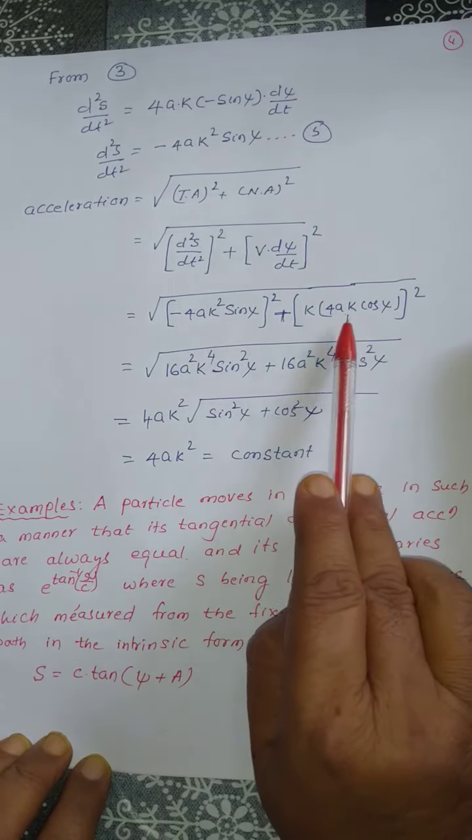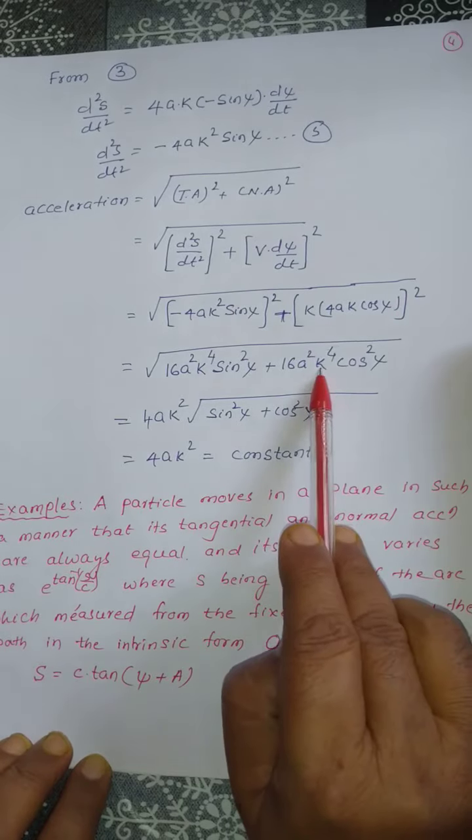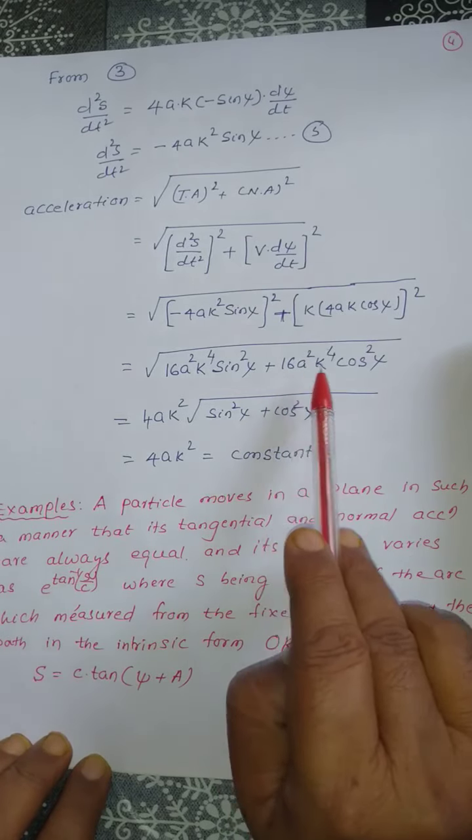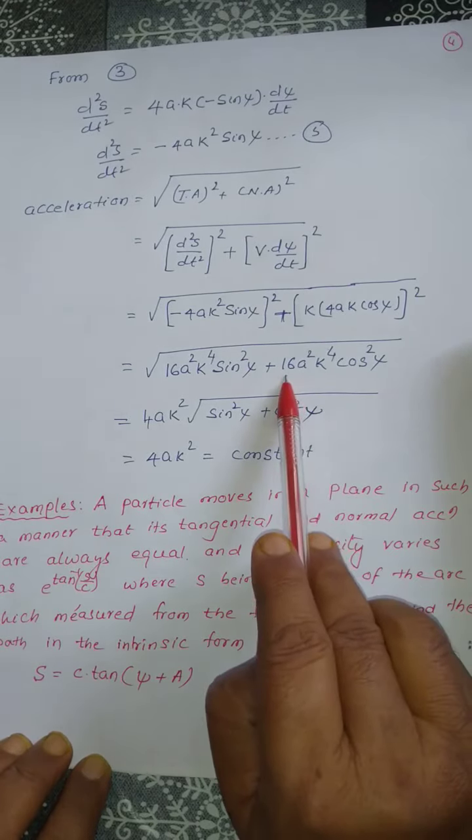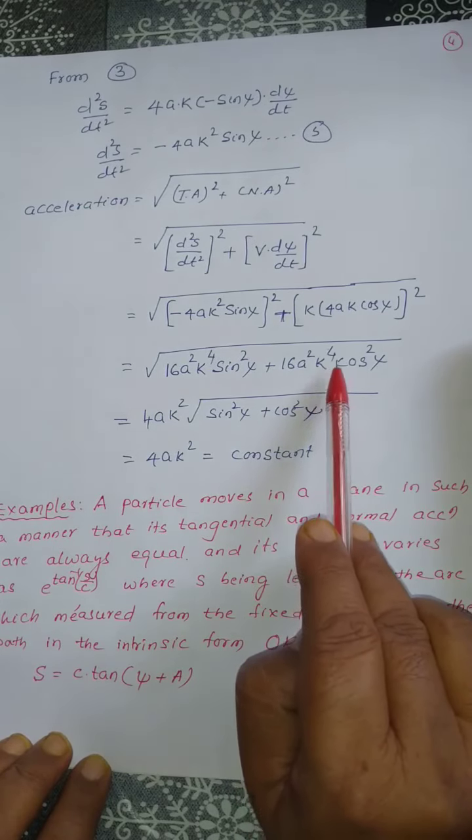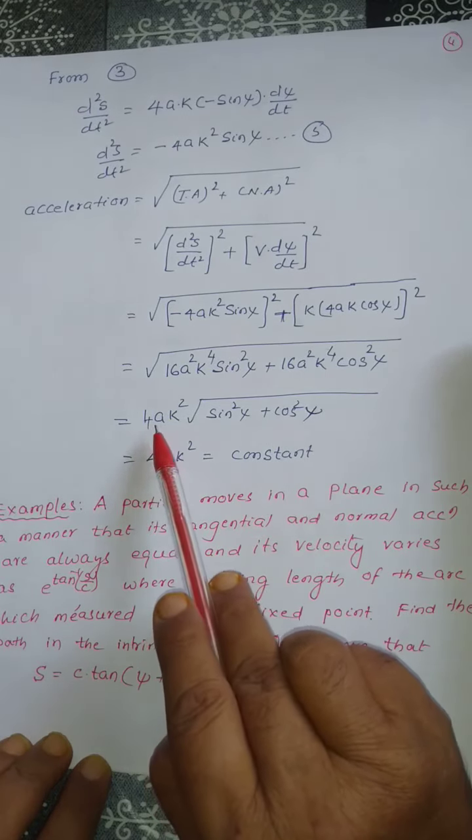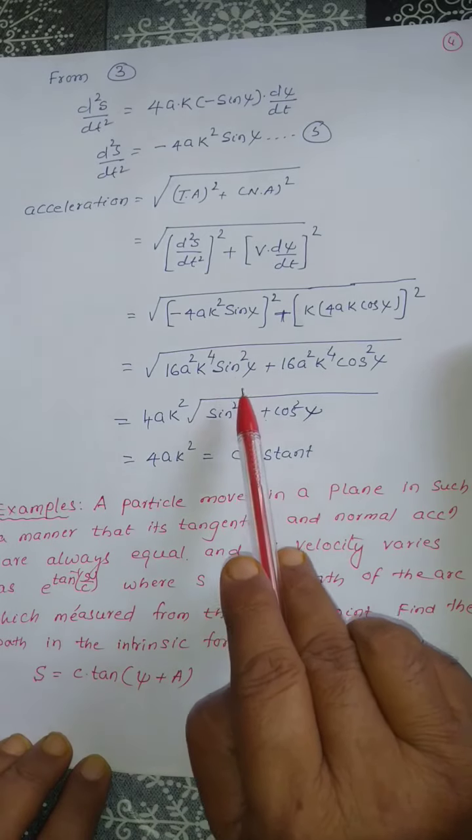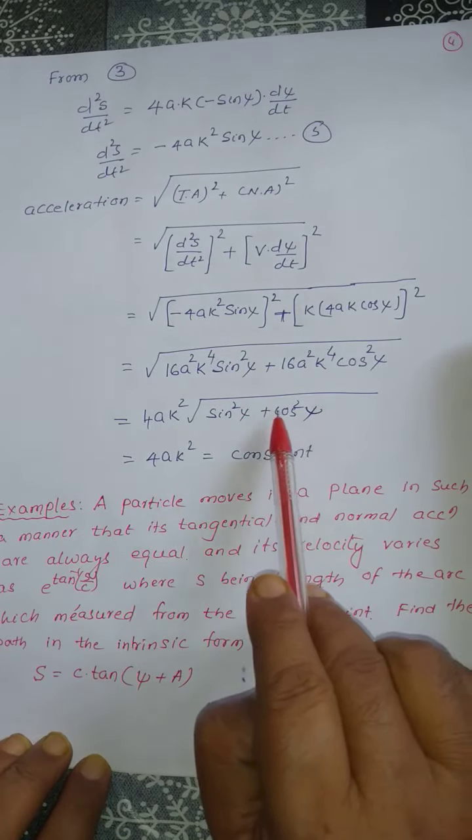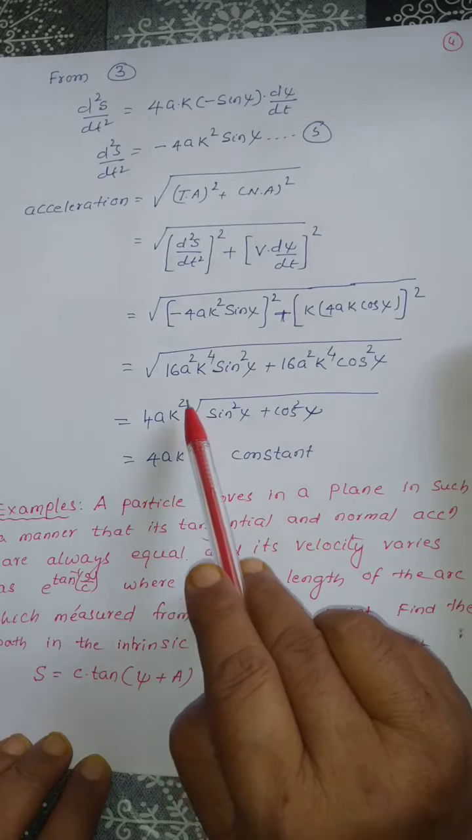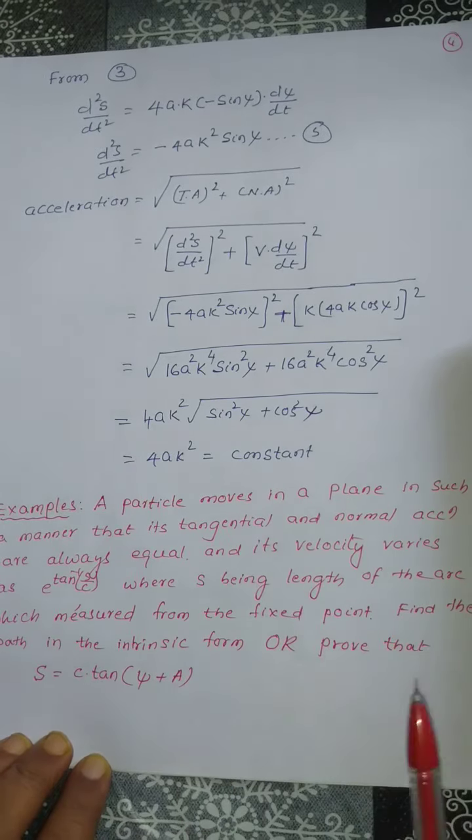Again it is k into k square. Square is there, k raised to 4. 4a square is 16a square cos square psi. 16a square k raised to 4 is taken outside, it becomes 4ak square. The remaining term is sin square plus cos square, which is 1. So only 4ak square remains, which is a constant term.